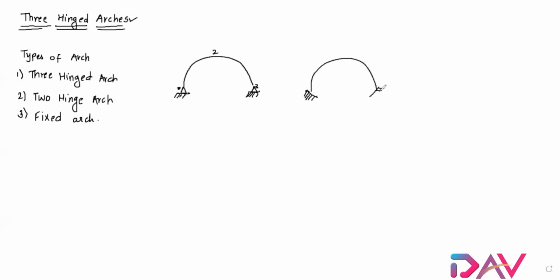So what is the difference between fixed and hinge? If I'm talking about a fixed support, it has vertical force, horizontal force and moment. But if I talk about only a hinge, then there is horizontal force and vertical force. If I talk about a roller, there is only one. So these three forces we are considering over here. But when I talk about three-hinge arches, we are going to study them in detail.